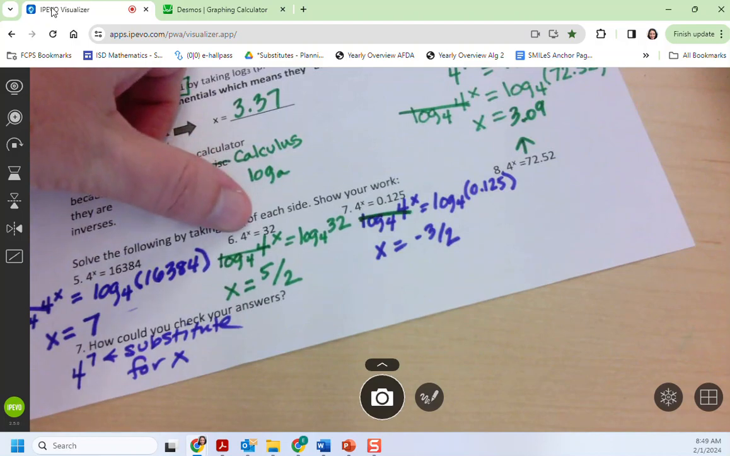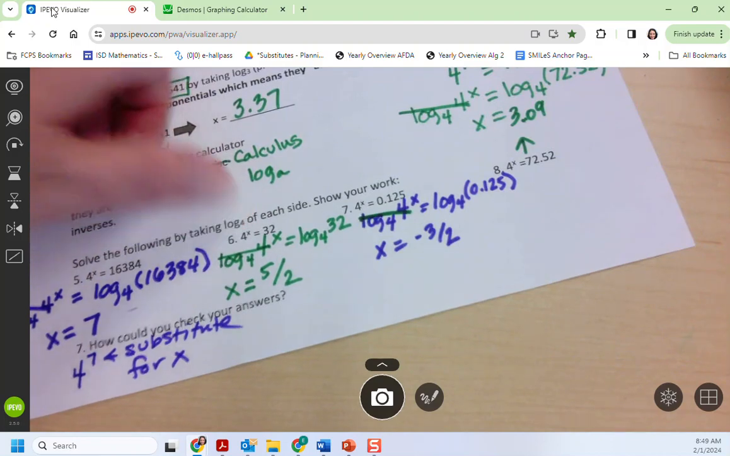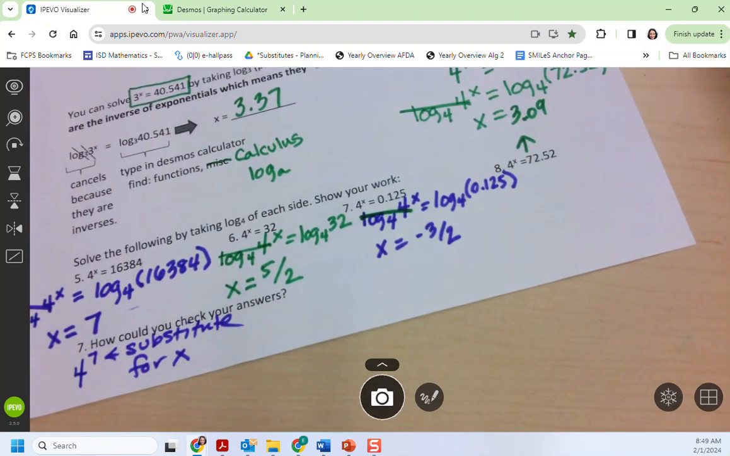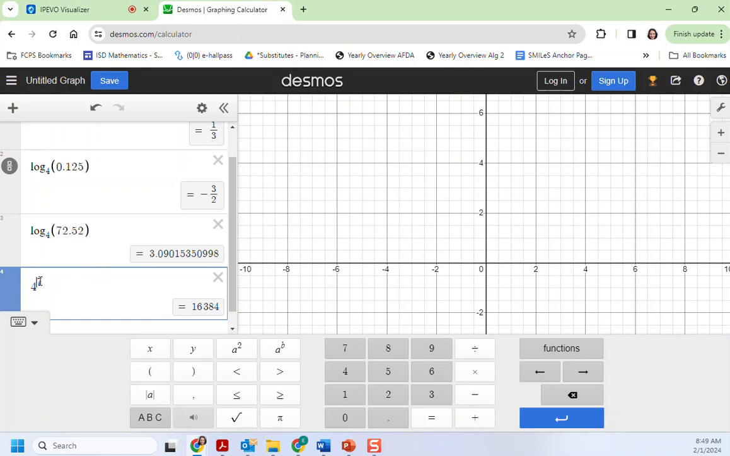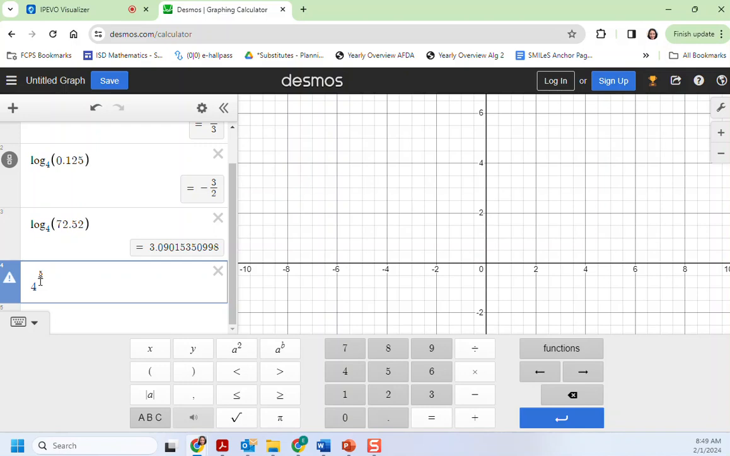Here, when you do 4 to the 5/2, you might need to put parentheses around that. So if I go back up here, it won't let me just do 5/2. Oh, it did, actually. Okay, so I didn't need parentheses. So 4 to the 5/2, and you get 32. So it worked. All right, I think we're ready to turn the page.